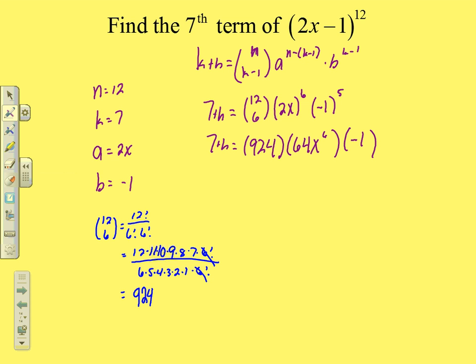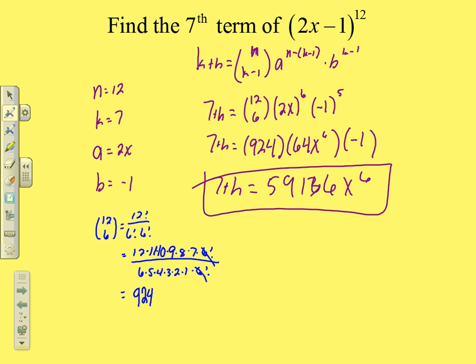Negative 1. So the 7th term ultimately is going to be 59,136 x to the 6th power. All right. Well, that pretty much wraps up the binomial theorem.